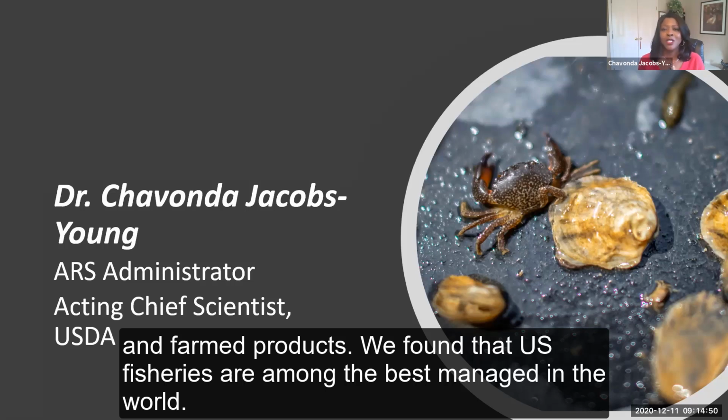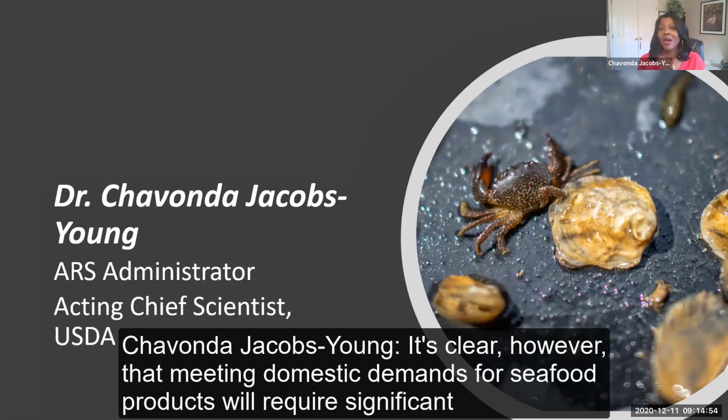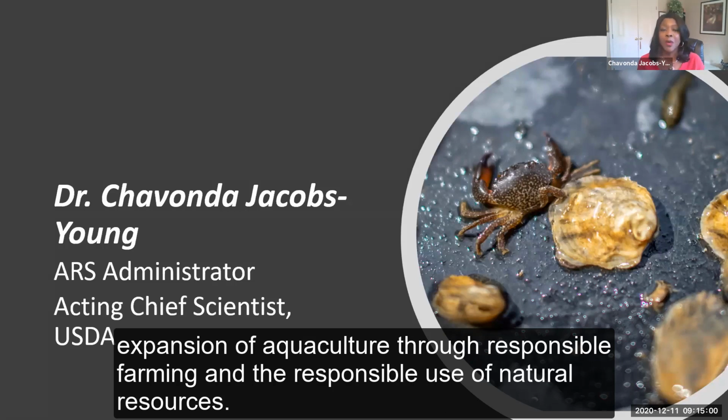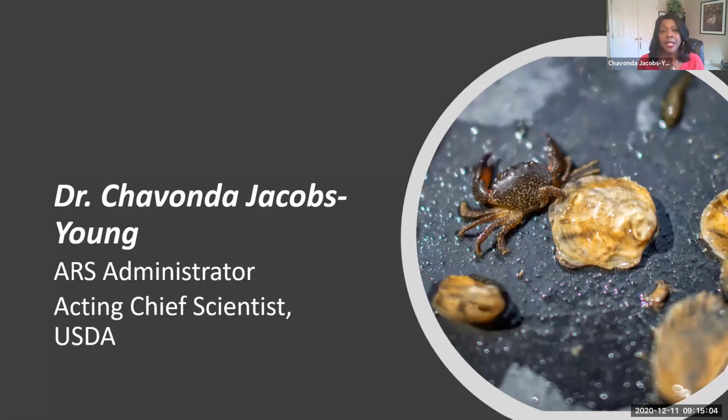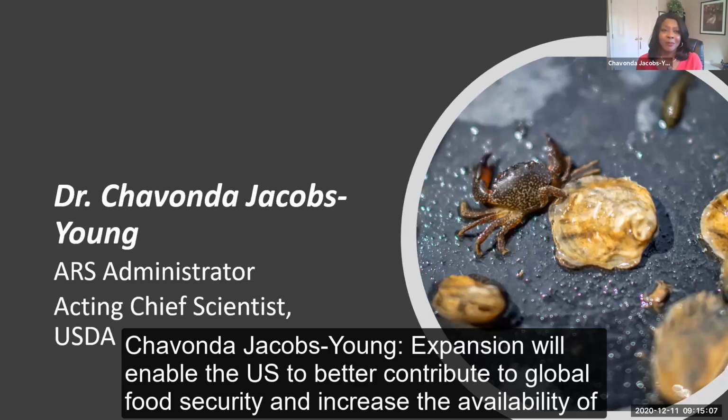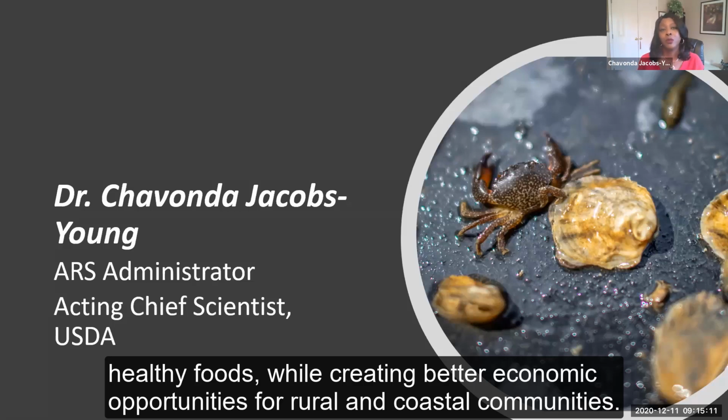We found that U.S. fisheries are among the best managed in the world. It's clear, however, that meeting domestic demands for seafood products will require significant expansion of aquaculture through responsible farming and the responsible use of natural resources. Expansion will enable the U.S. to better contribute to global food security and increase the availability of healthy foods while creating better economic opportunities for rural and coastal communities.